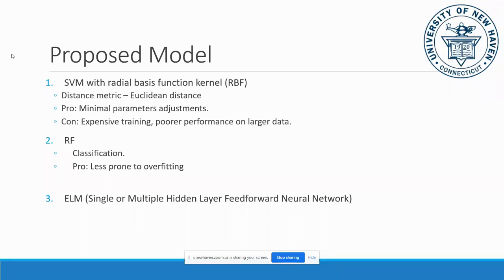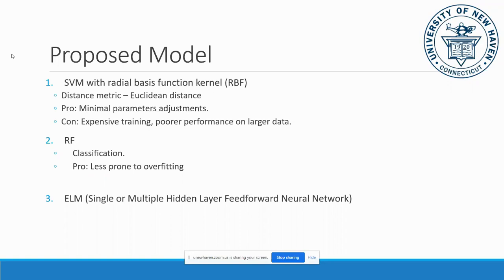They picked a very generic random forest. They didn't write much about it, so I can't say much about it. But what's the pro to a random forest? It's less prone to overfitting than a single decision tree model. In the ELM, they just picked the generic model, from what I know. They picked a single or multi-hidden layer feed-forward neural network.